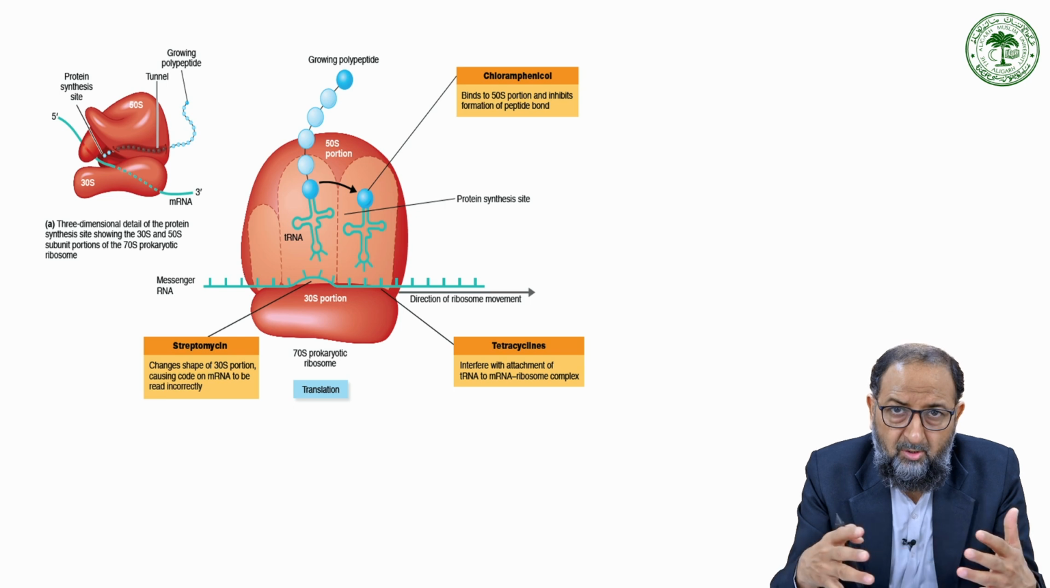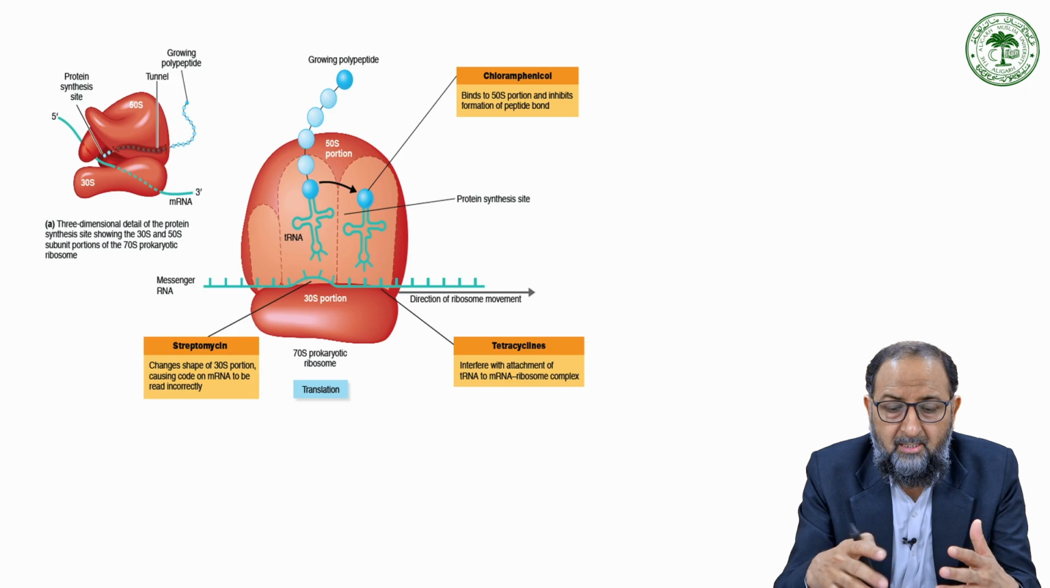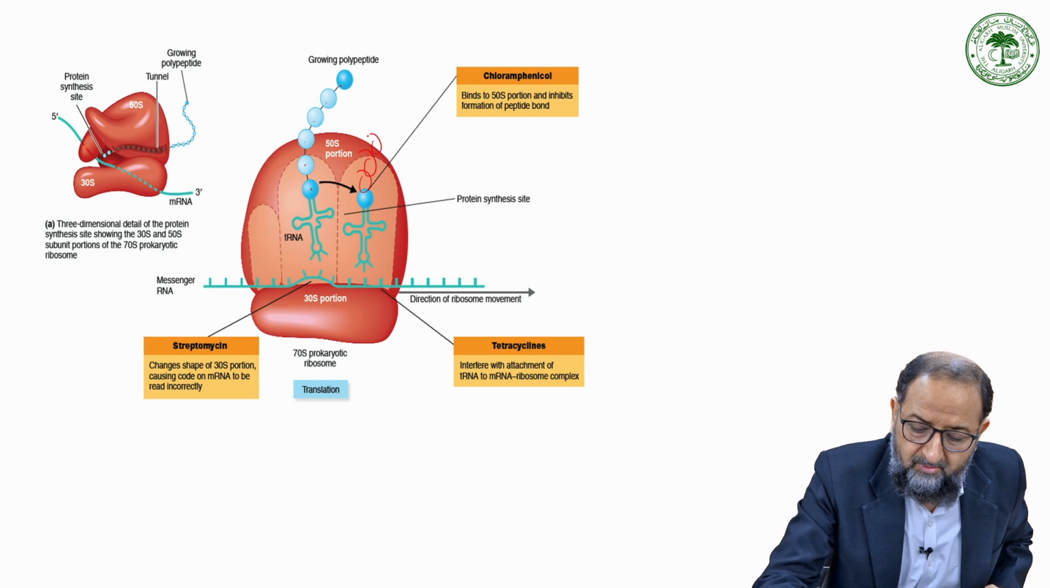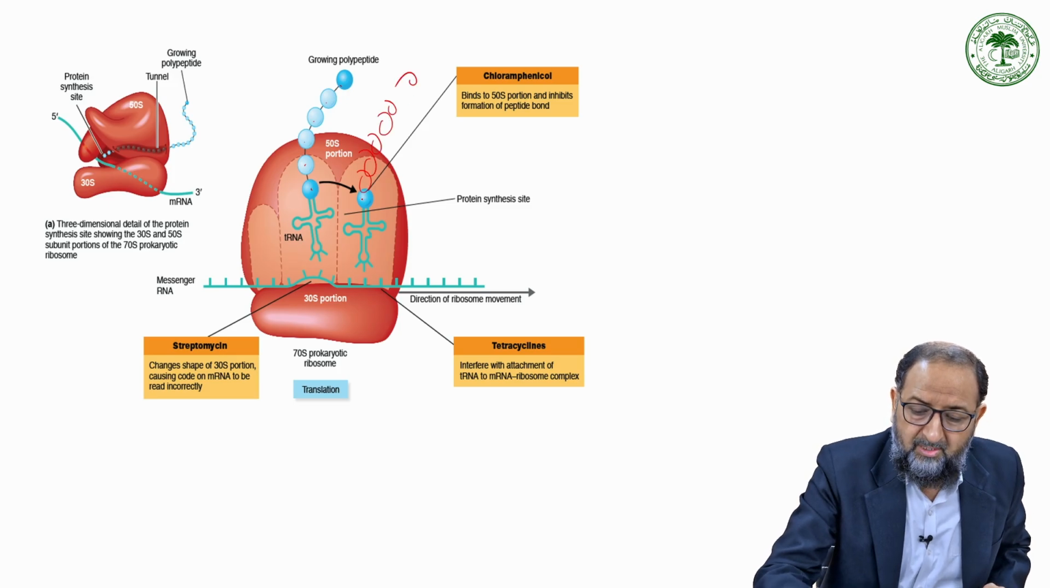So there's no amide bond, no peptide bond formation takes place. So there's no linkage, and no linkage means no growth. So no growth takes place. Otherwise, 1, 2, 3, 4, 5, 6, it should be like this. So it should have now 7.